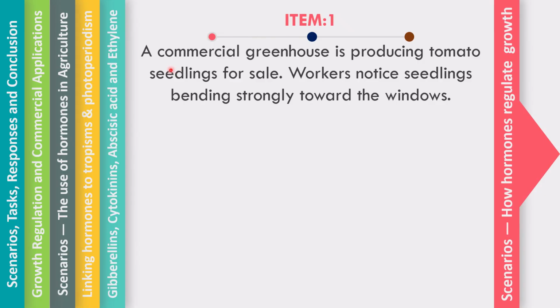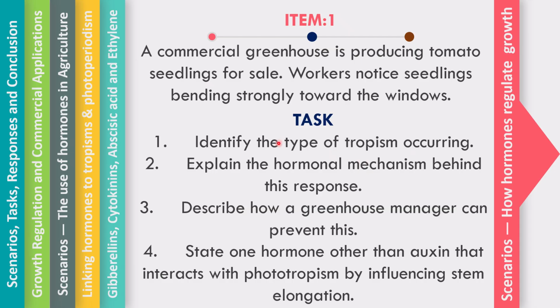Item 1. A commercial greenhouse is producing tomato seedlings for sale. Workers note seedlings bending strongly towards the window. Task: identify the type of tropism occurring. Explain the hormonal mechanism behind this response. Describe how the greenhouse manager can prevent this. State one hormone other than auxin that interacts with phototropism by influencing stem elongation.